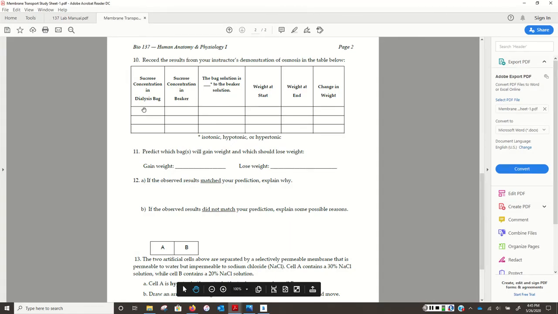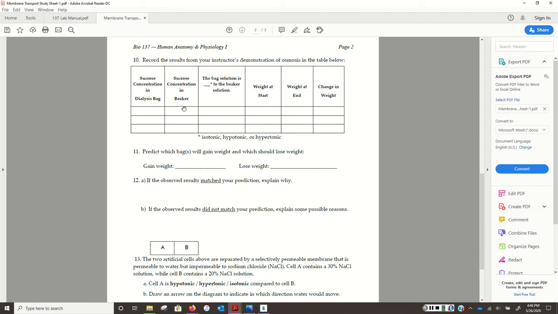So in the first setup, we have a 40% sucrose solution in a bag. In this first box, you would write 40% sucrose solution in that bag. And we put that fake cell down inside of a beaker that is pure water, so it is a 0% sucrose solution. 40 in the dialysis bag, 0 in the beaker.